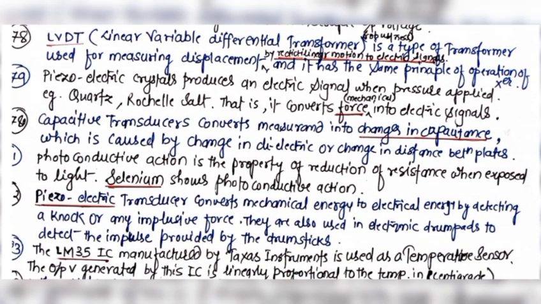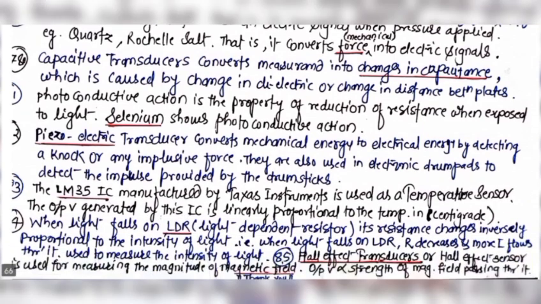Photoconductive action is the property of reduction of resistance when exposed to light. Selenium shows photoconductive action. Piezoelectric transducers convert mechanical energy to electrical energy by detecting a knock or an impulsive force. They are also used in electronic drum pads to detect the impulse provided by the drum sticks. The LM35 IC manufactured by Texas Instruments is used as a temperature sensor. The output voltage generated by this IC is linearly proportional to the temperature in centigrade.